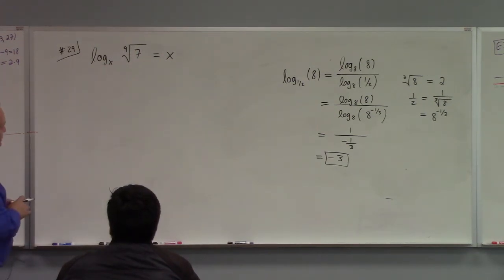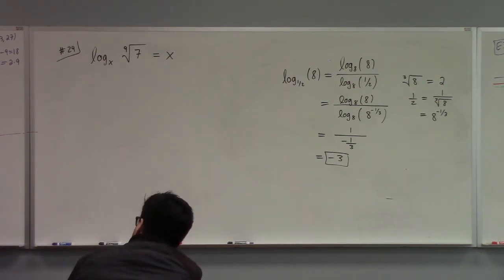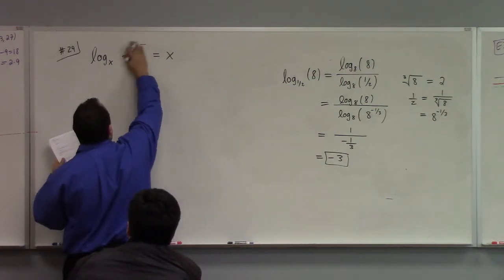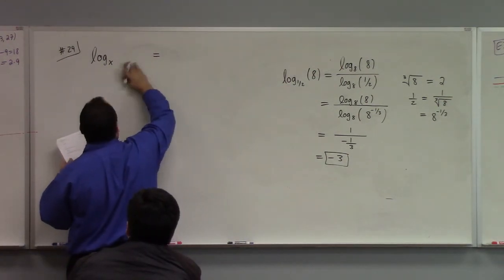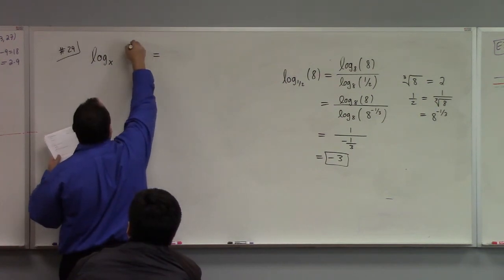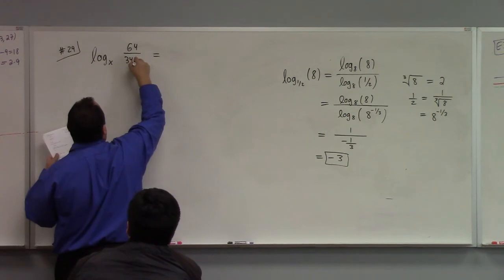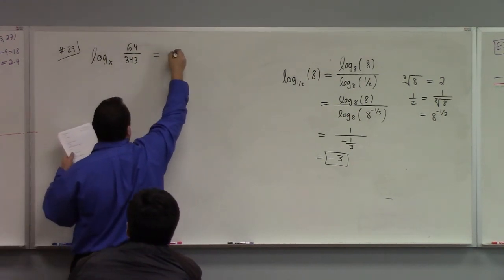So how do you solve that? Oh, not equal to x, my bad. 3 is on the other side. Oh, man, I'm sorry. I copied half of one problem and half of another. Let's see, 64 over 343. Yeah, I wouldn't even know what to do with what I wrote down there.